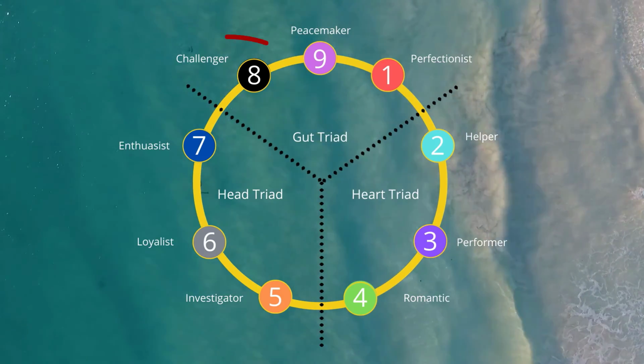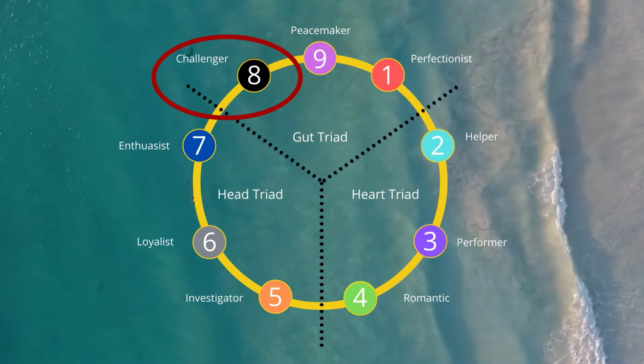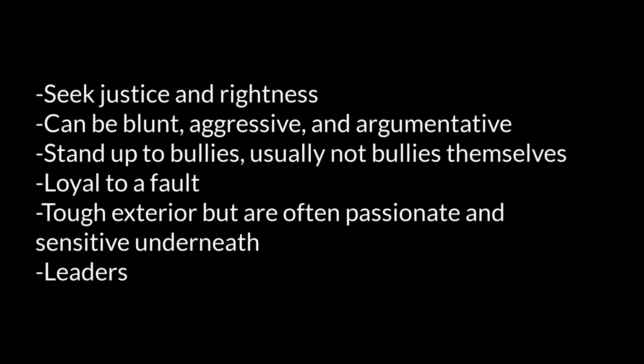Enneagram type number 8, the challenger. Sandra Bullock, Winston Churchill, Frank Sinatra. Seek justice and rightness. Can be blunt, aggressive, and argumentative. Stand up to bullies, usually not bullies themselves though. Loyal to a fault. Tough exterior but are often passionate and sensitive underneath. Leaders.